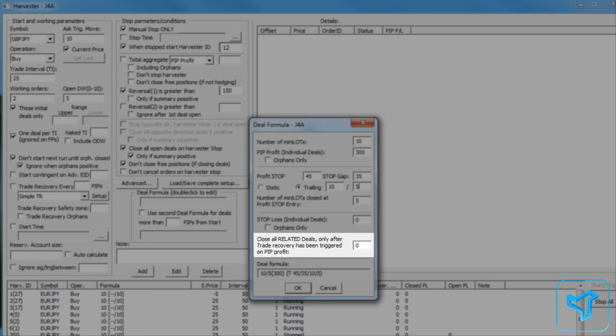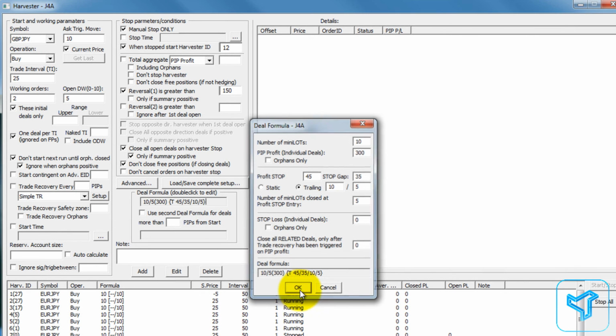Again, I'll note that the deal formula is being constructed in shorthand in the window at the bottom here, and we can see that we've selected 10 mini lots to trade, 5 of which will close at our profit stop. The total profit we hope to achieve here is 300 pips. Our trailing formula shows a profit stop of 45, a stop gap of 35, and every time the market moves 10 pips, our stops increase 5 pips. If we would have selected a stop loss, it would show up in brackets here. Now the deal formula is set, so let's click OK.